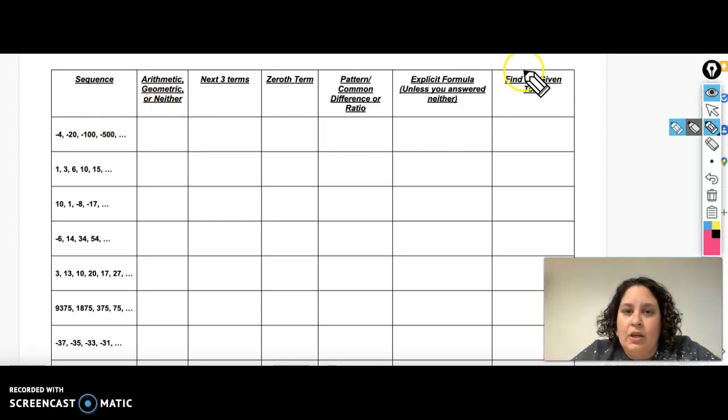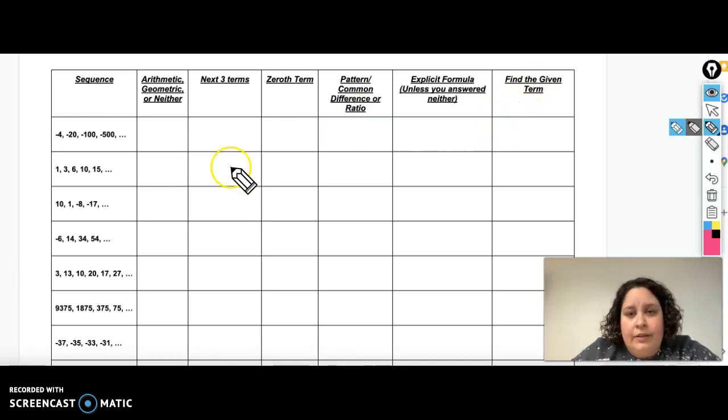Just so you can kind of see on here, if your answer for this first column is neither, you can still fill in the next three terms, zero term, and the pattern. However, you're not going to write an explicit formula, so it says unless you've answered neither. And you're really not going to find this given term, just so you know.